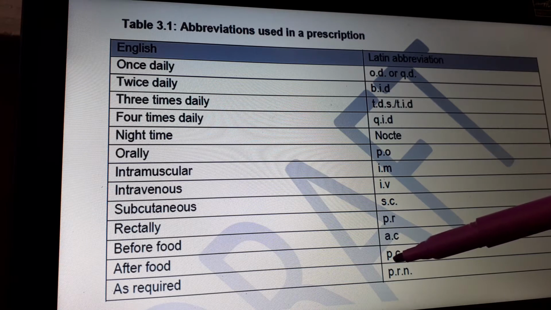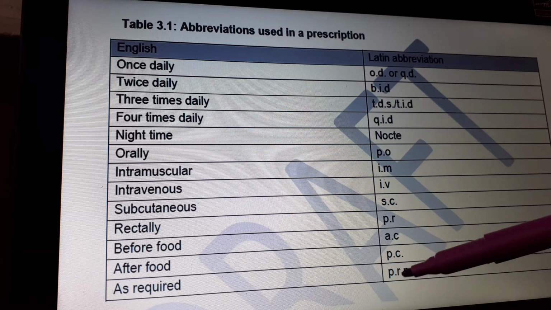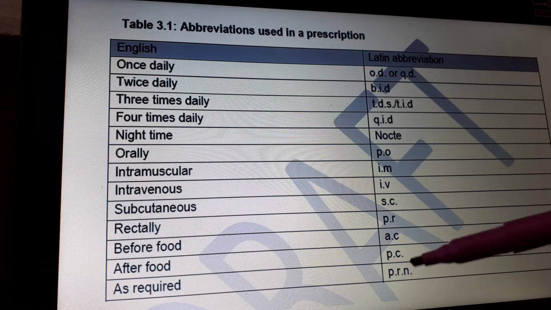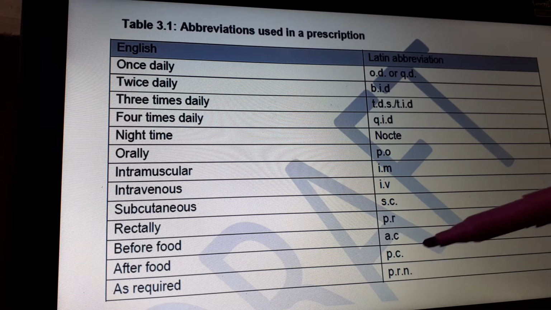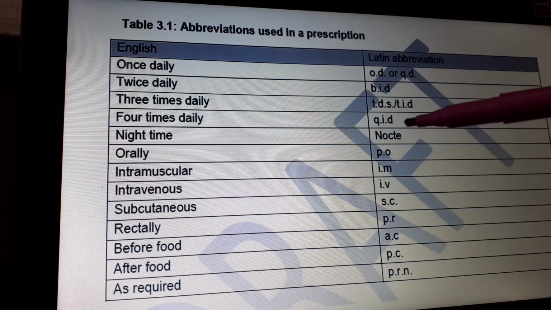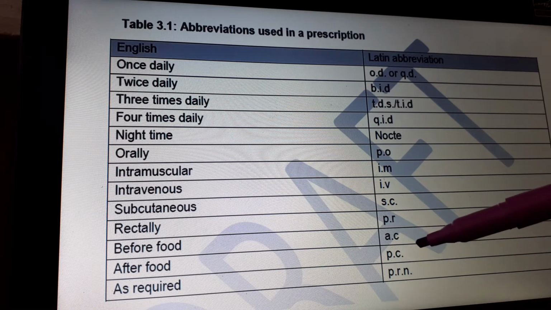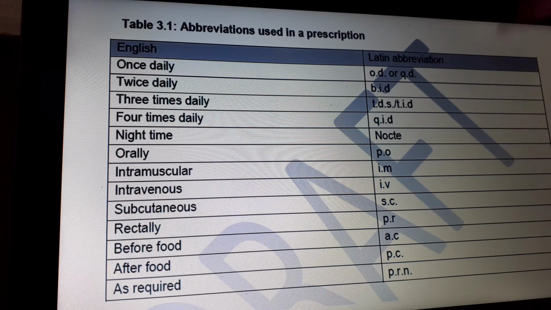PC means after meal. You take a drug after meal. And PRN indicates a drug you take as required, where necessary. You don't take it at any time. A good example is anti-pain medication. They are not given routinely, but you give the drug when your patient is in pain. So it is 1 time a day.